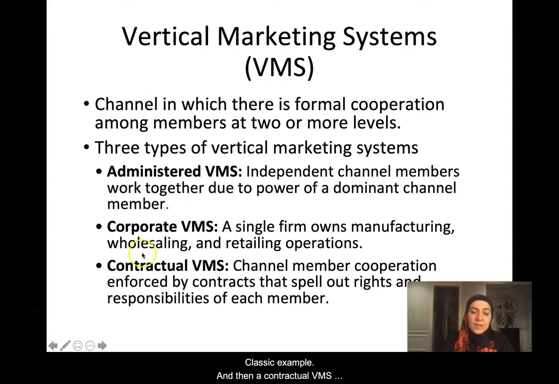Classic example. And then a contractual VMS is when you have separate ownership, but through contracts, through official agreements, the channel members cooperate. So franchising is one form of contractual VMS. A lot of fast food restaurants have a contractual VMS setup.